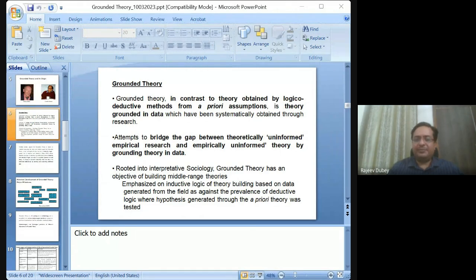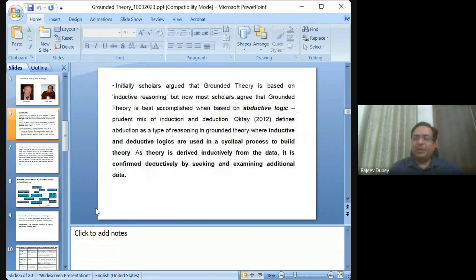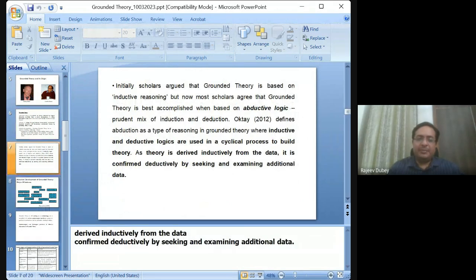But later on, we find that some scholars started arguing that initially it was understood that grounded theory is based on inductive reasoning, but now, of late, it is said that grounded theory is based on abductive logic. Now, this is something which you need to take care of, which is a prudent mix of induction and deduction. Charmaz defines abduction as a type of reasoning in grounded theory, where inductive and deductive logics are used in a cyclical process to build a theory. A theory is derived inductively from the data, and it is confirmed deductively by seeking and examining additional data.